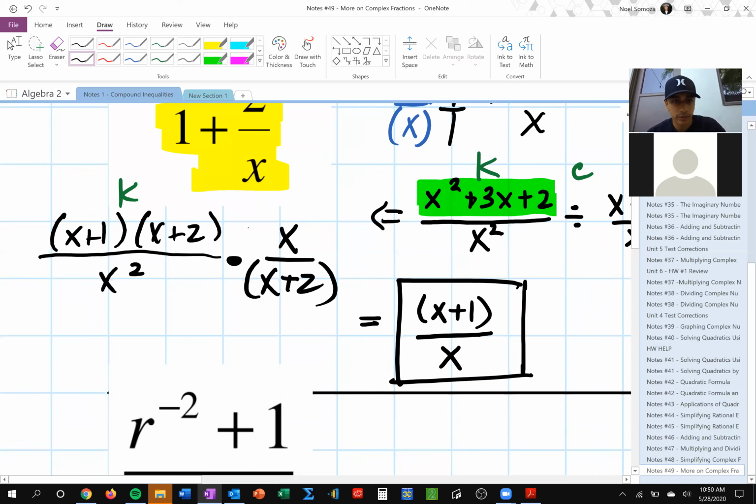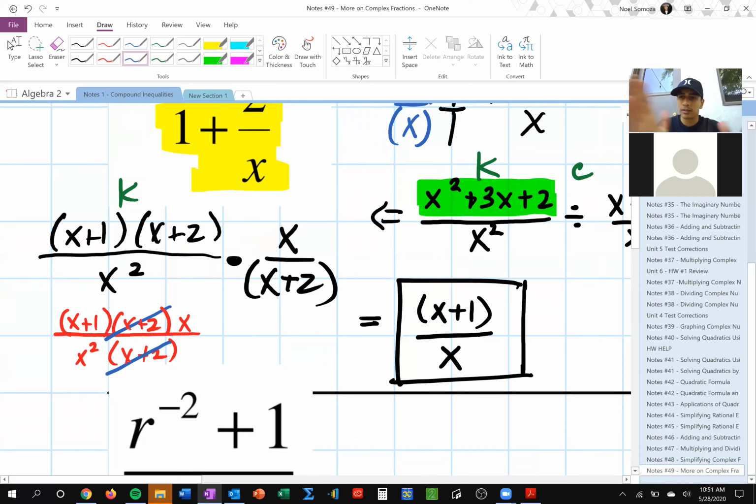When I multiply these fractions across, having done my keep, change, flip, here's what I would have gotten: x plus 1 times x plus 2 times x, all over, multiplying the denominators, x squared times x plus 2. You see I have an x plus 2 over an x plus 2. Those are the same factors, so I can divide them out. They cancel.